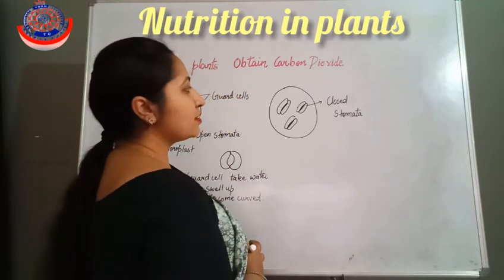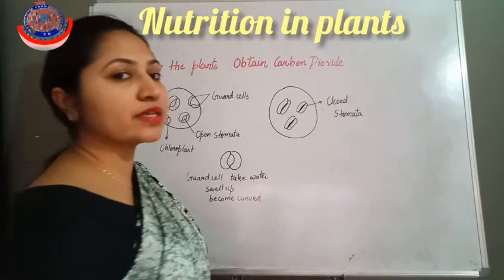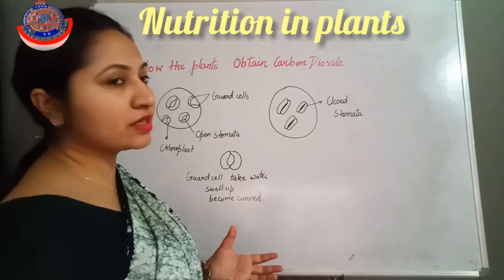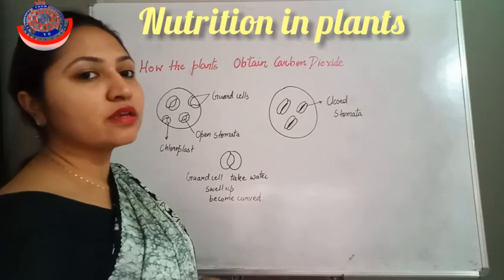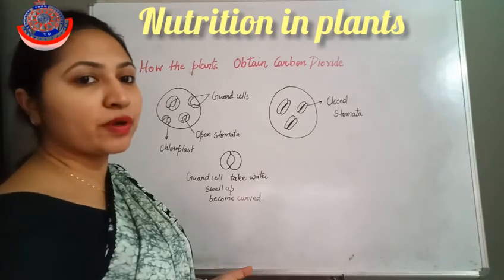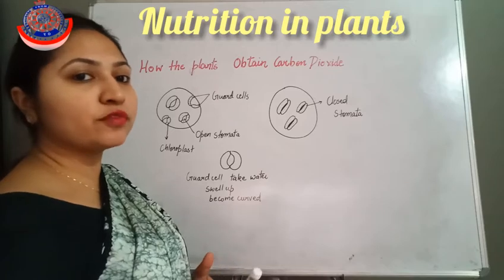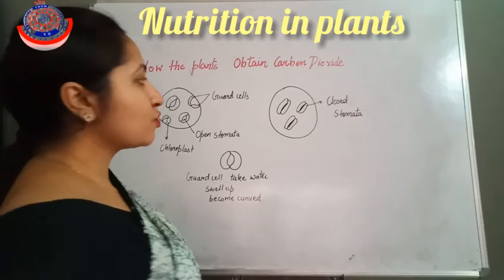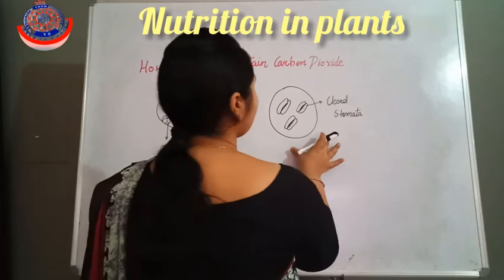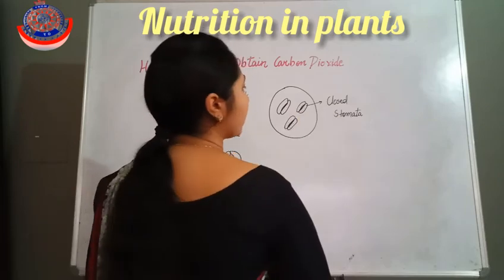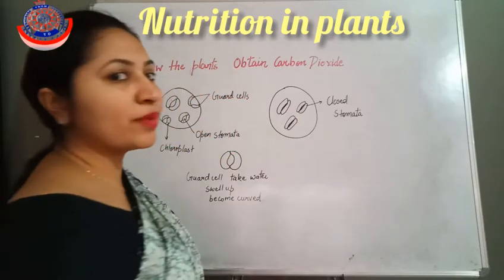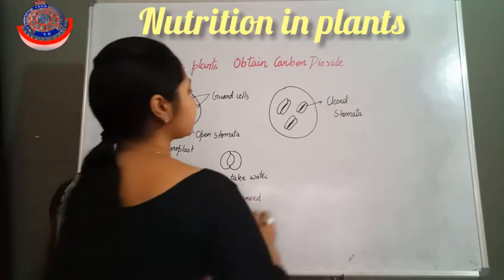When the plants do not require carbon dioxide and they want to conserve water, because when the stomata remain open, most of the water is lost. So when they need to conserve water, the stomata become closed. Now, how do the stomata become closed?